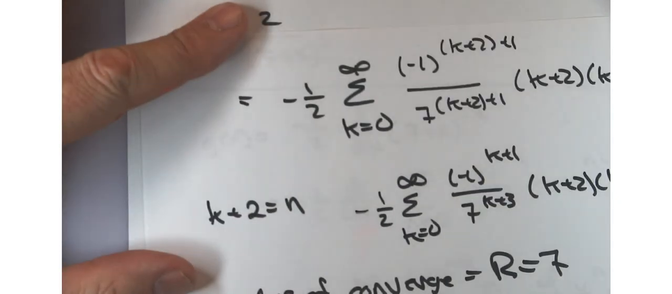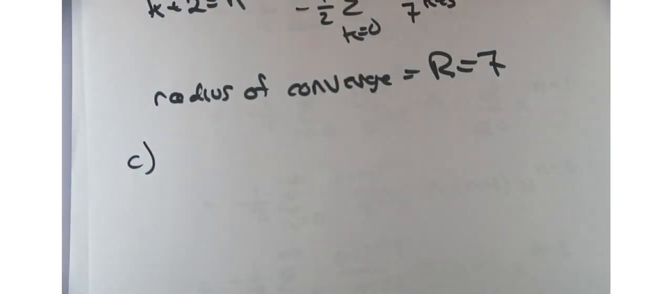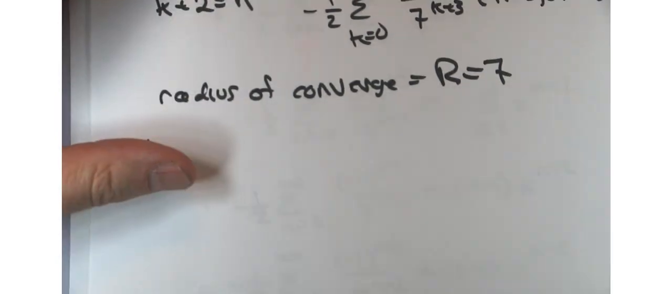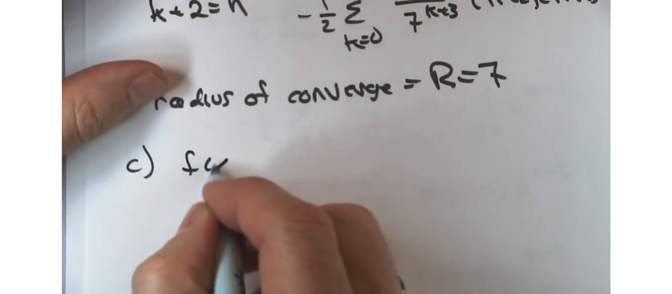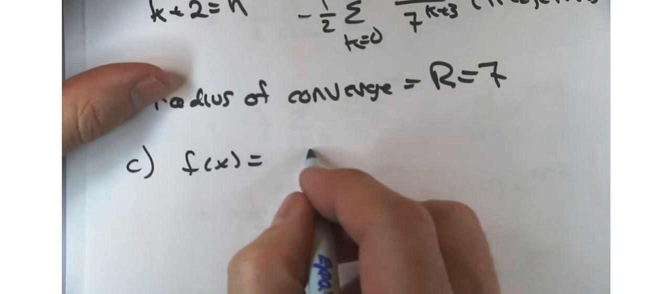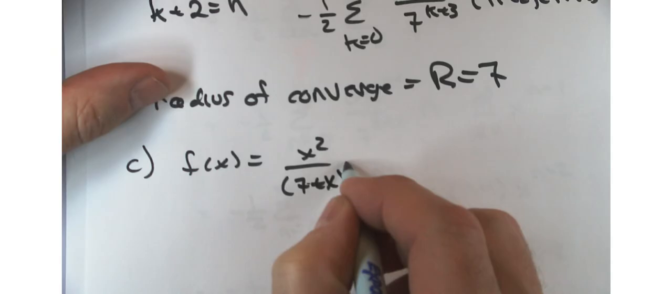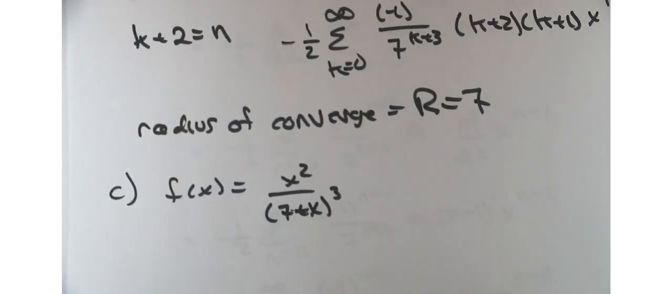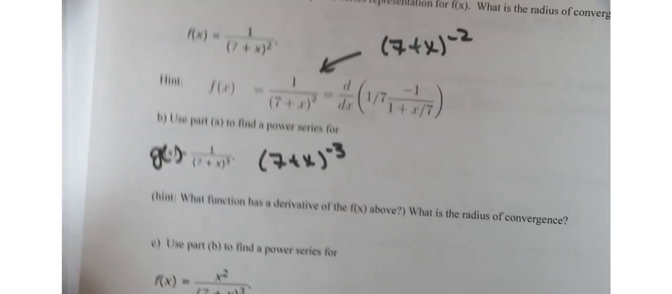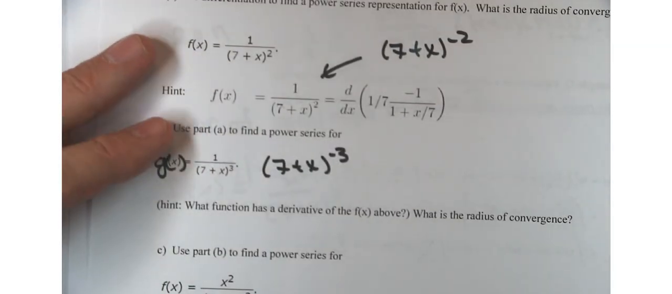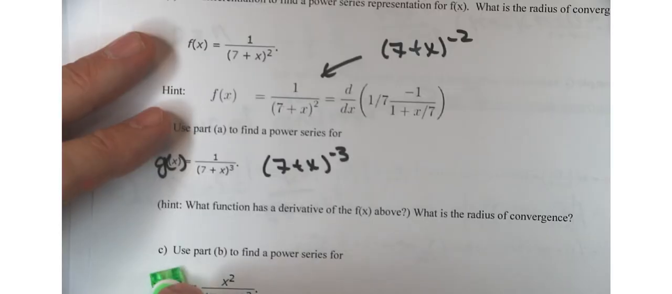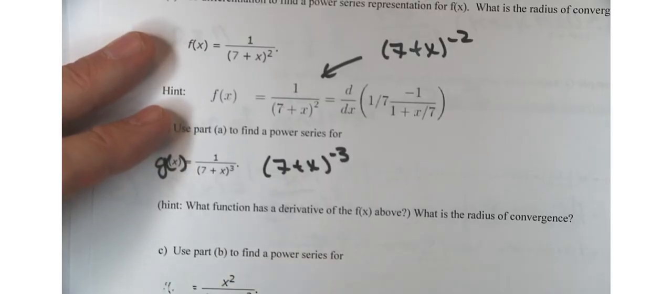Let's try part C here, the problem that never ends. This time they ask you to find a series for f of x equals x squared over 7 plus x cubed. And you know what? Let me just change something here. Let's make that an h of x, just so that I can distinguish these functions. H of x.